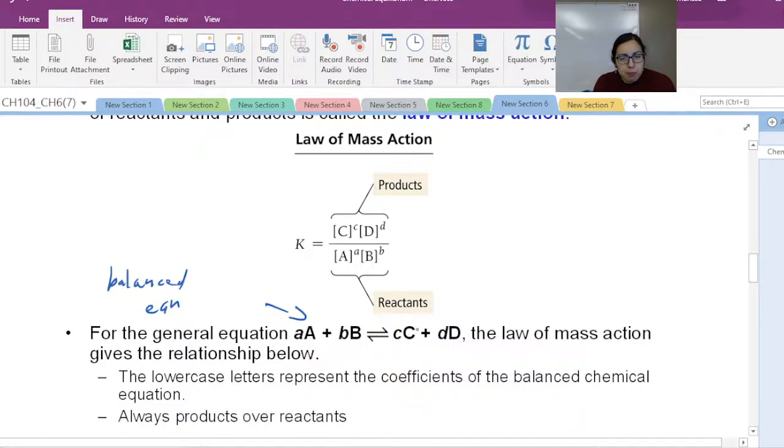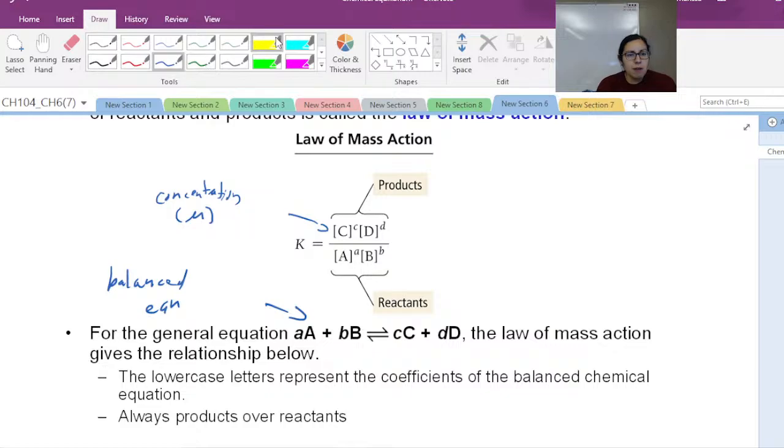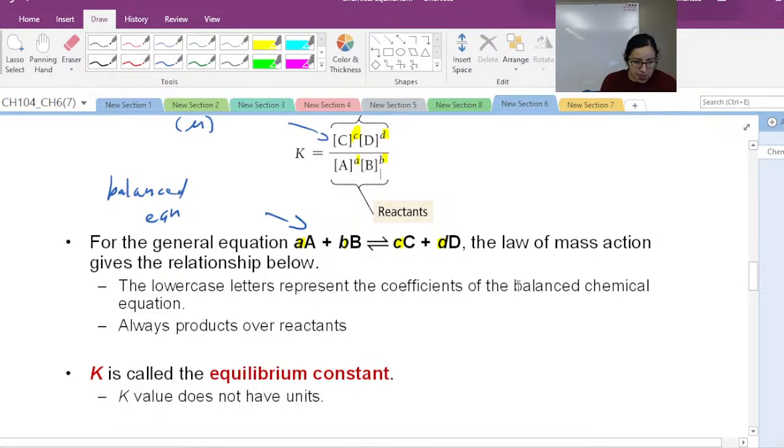And then note, products go on top, so it's products over reactants. And then these little brackets refer to concentration, usually in molarity. And then notice they're raised to the power of their coefficient here. So that's just their little coefficients from balancing. And then it's our equilibrium constant, so we can help compare. And then our K value is unitless.